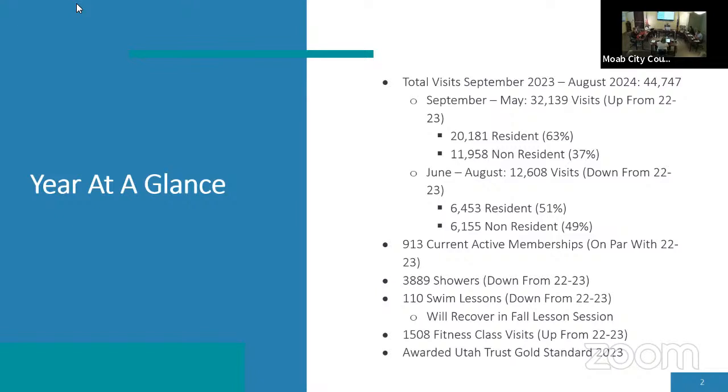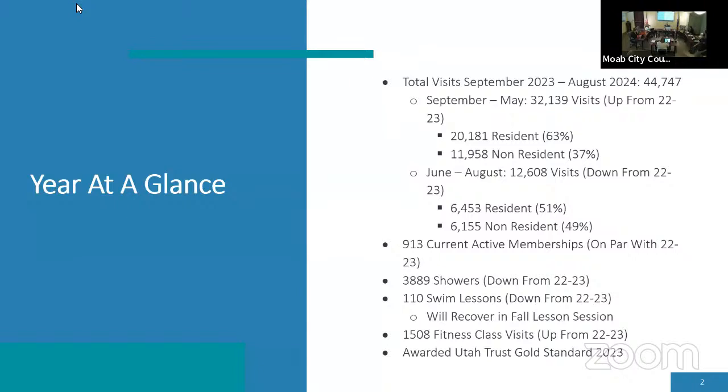Okay, so 44,747 visits, just to see the difference between kind of our summer seasonal months and our off months essentially. I split those up so we could see the difference there. September through May, we had a little over 31,000 visits, 32,000. The majority, about 2/3 of those were residents versus about 1/3 non-residents, where you can see in the June through August months, we have about a 50-50 split between residents and non-residents. So clearly, a huge uptick of non-residents in the summer months.